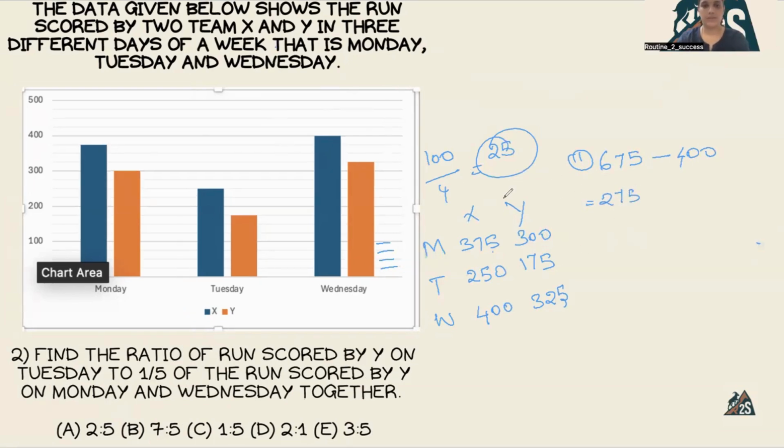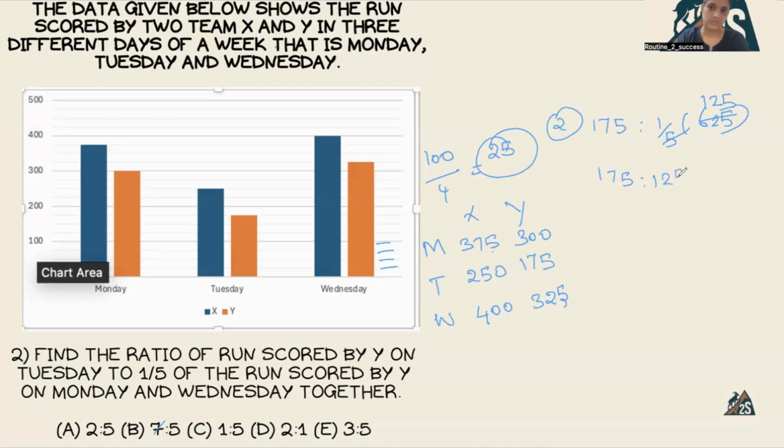Now the second sum. We know Y on Tuesday is 175. They are telling 1/5 of both the scores, that is 625. When we cancel it, we get around 125. Both are in 5, so we can cancel it using 5. 5 3s are 15, 5 5s are 25, 5 2s are 10, 25. Now we know this is 7. When we see the options, there is only one option that tells about 7:5. That is our answer.